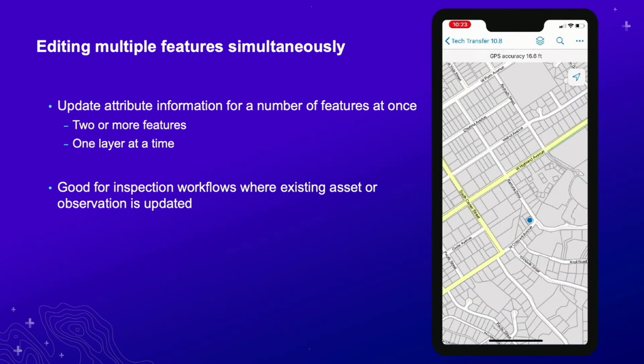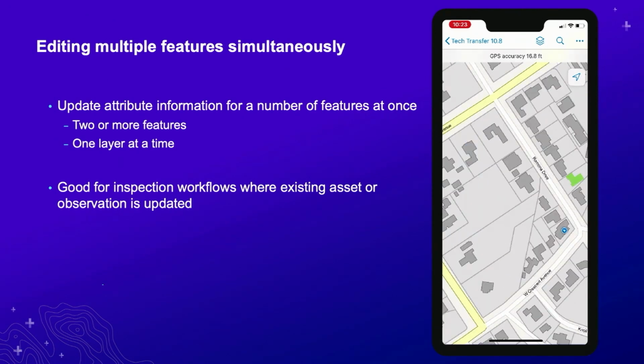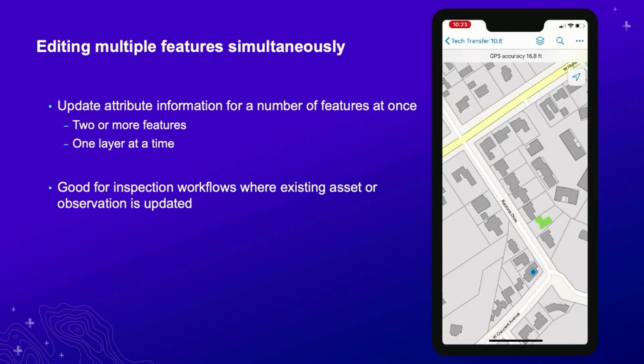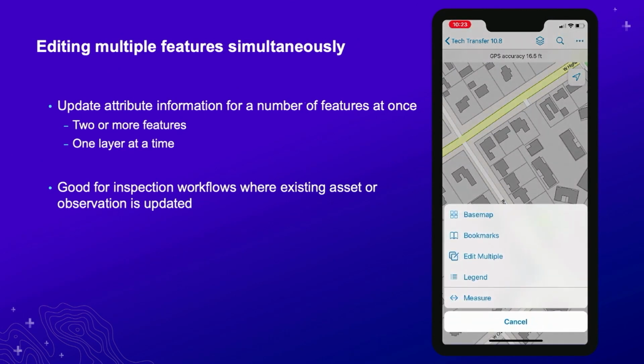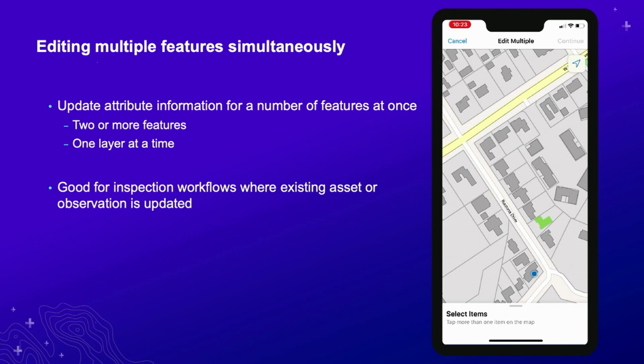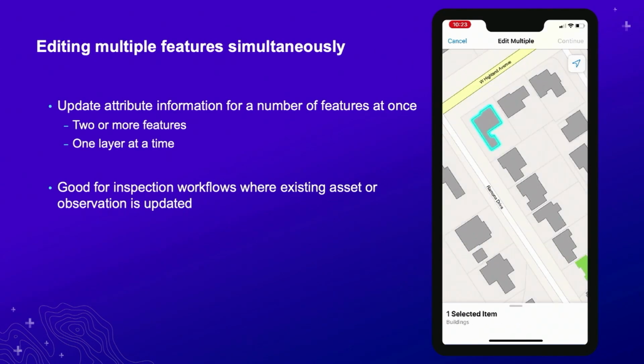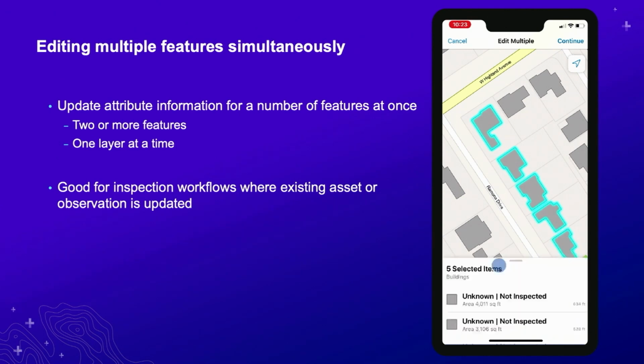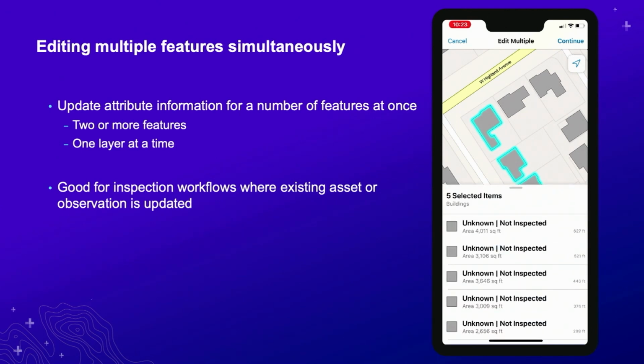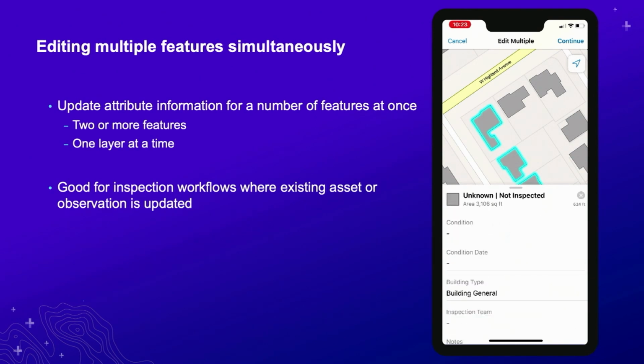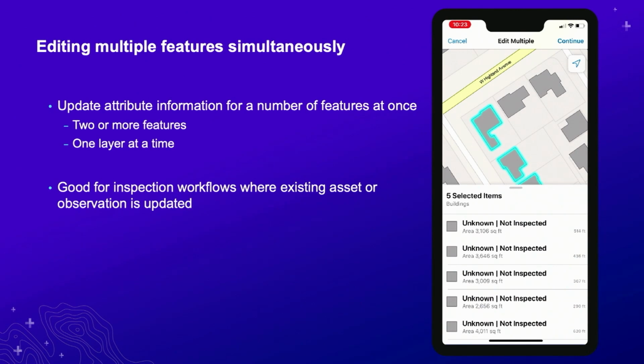So within the map, this map is designed for data inspections. So I need to update each of the buildings as I've updated them. I tap on Edit Multiple. And at that point, I can select one or more features. If I had multiple layers, it would ask me to pick which layer. And then once I've done that, I can review the list and update the selection. I can just swipe to deselect that if I accidentally selected a feature I didn't want. Once I'm happy with my selection, I can tap Continue.